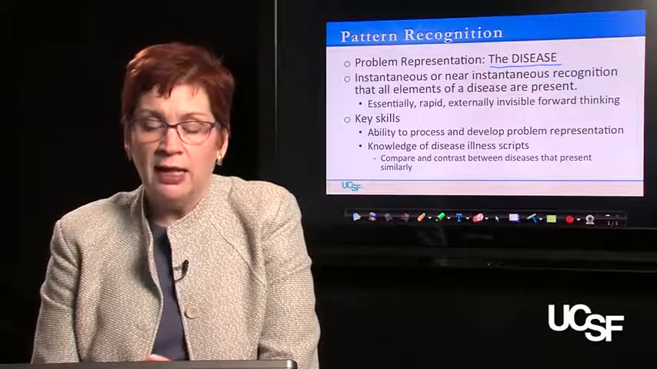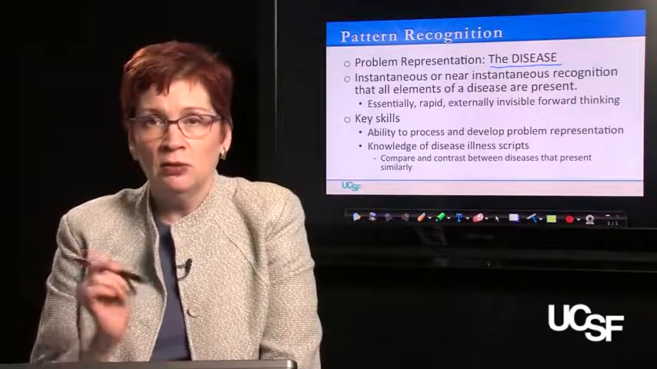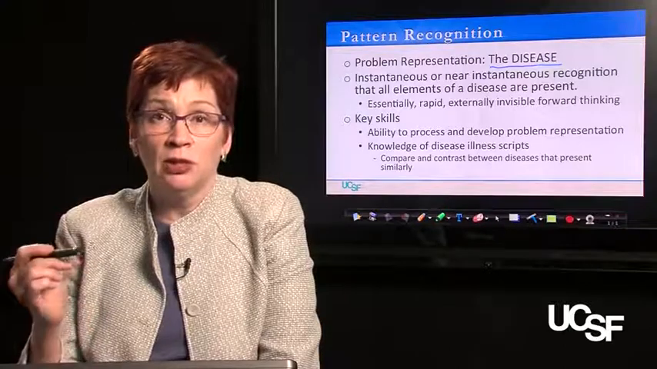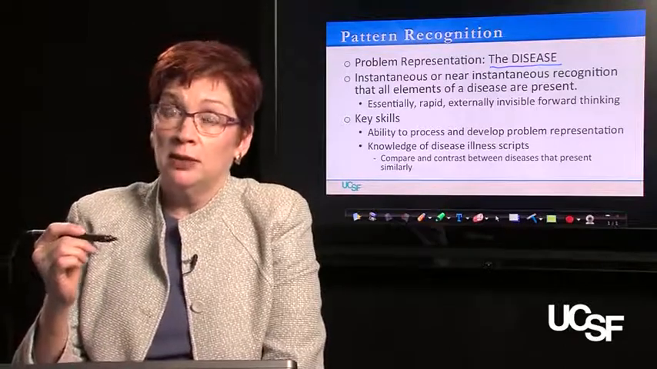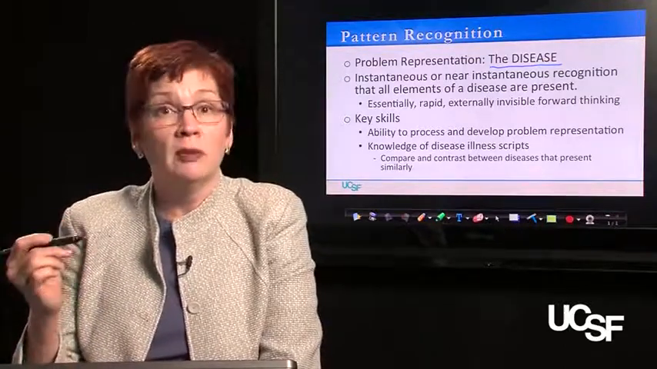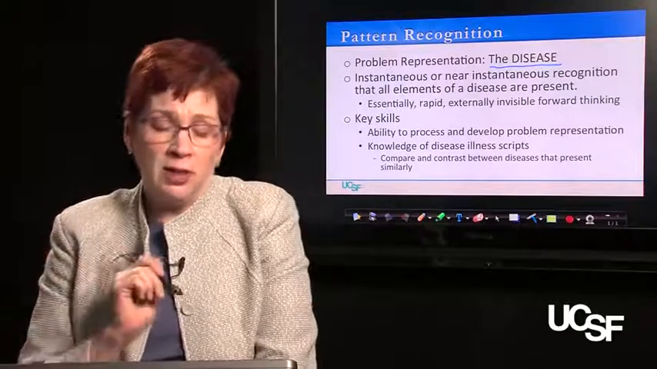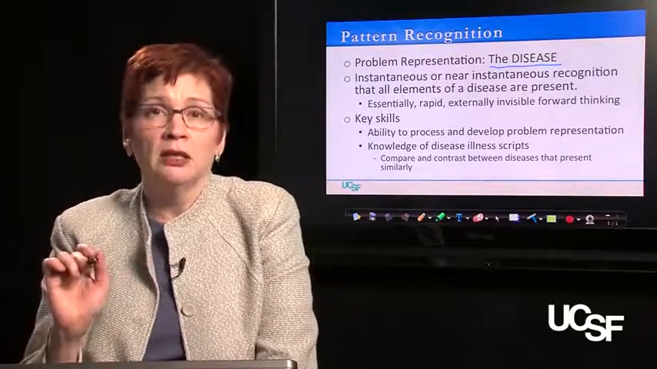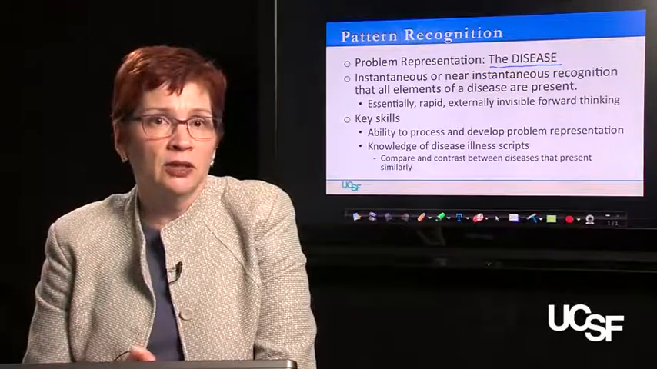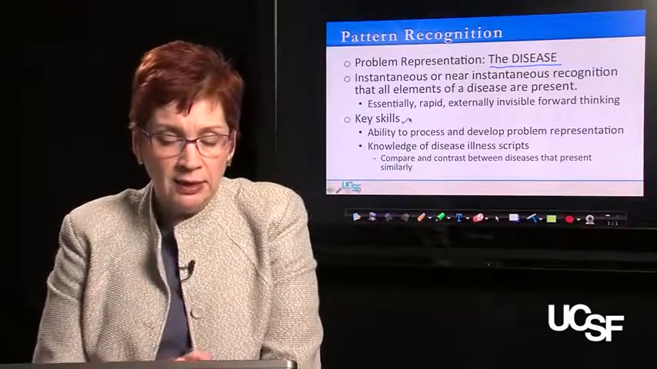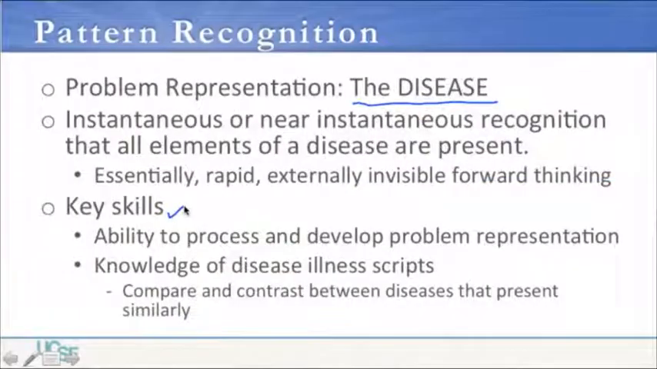Essentially, this is rapid and externally invisible forward thinking. I don't take the time to explain to you that I'm thinking, oh, this is acute versus chronic, oligo versus mono, with rash versus without rash. It's just clearly apparent to me that this person has disseminated gonococcal infection. And the key skills needed are the ability to process and develop problem representations, as we've been talking about, and a keen knowledge and understanding of disease illness scripts, and the ability to compare and contrast between diseases that might present similarly.